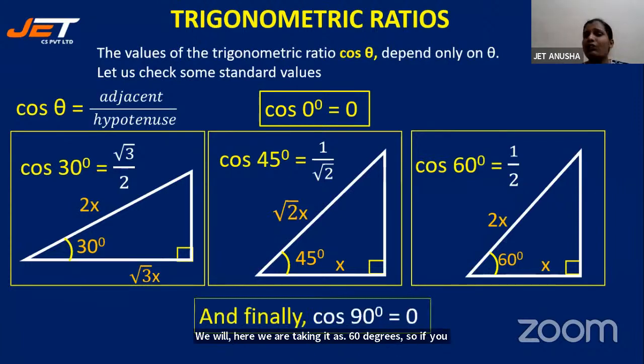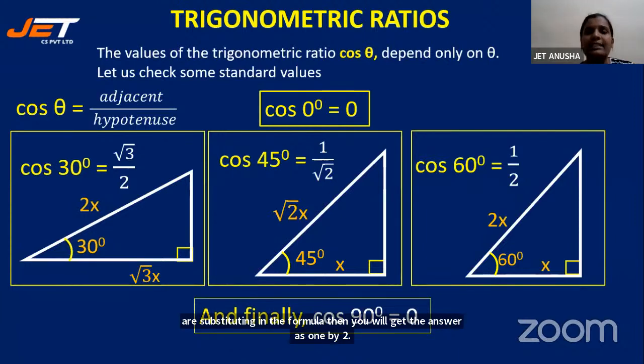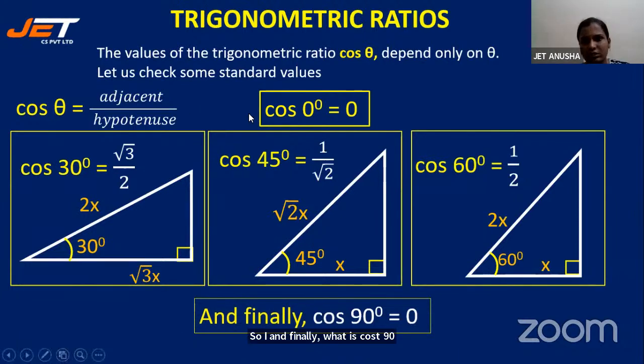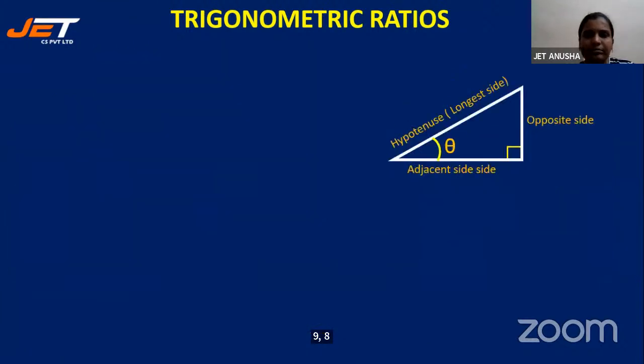And finally, what is cos 90 degrees? Here it is nothing but 0. So we will go with the next one.